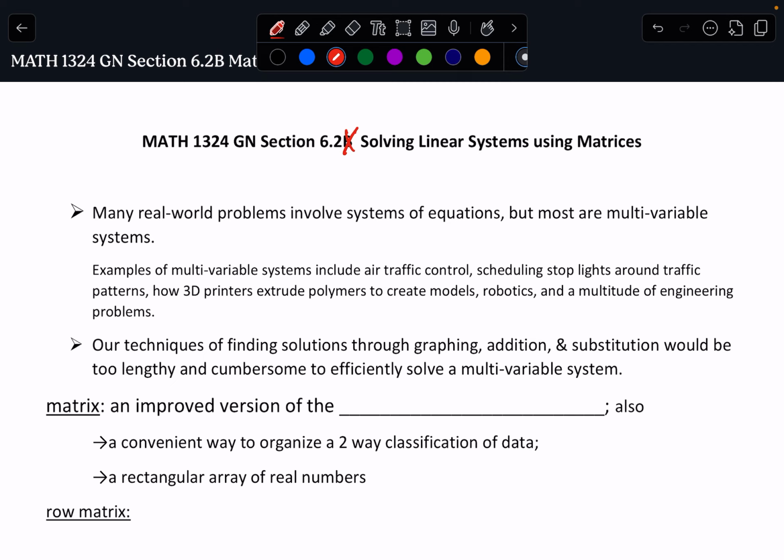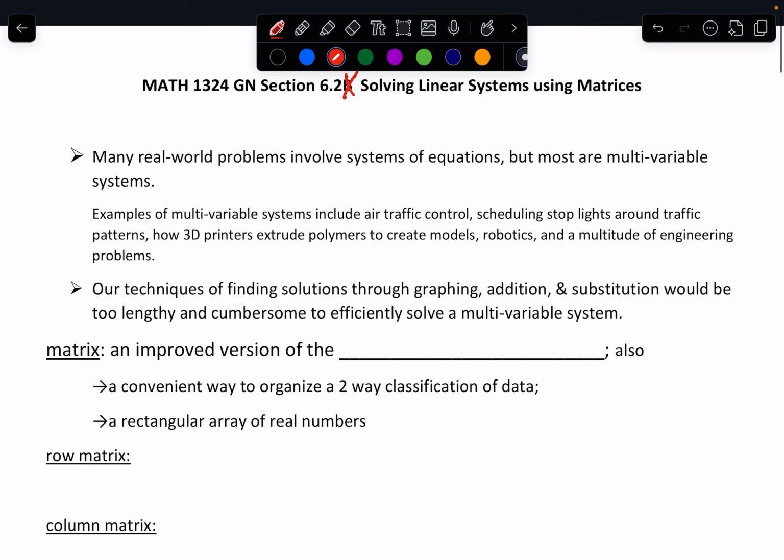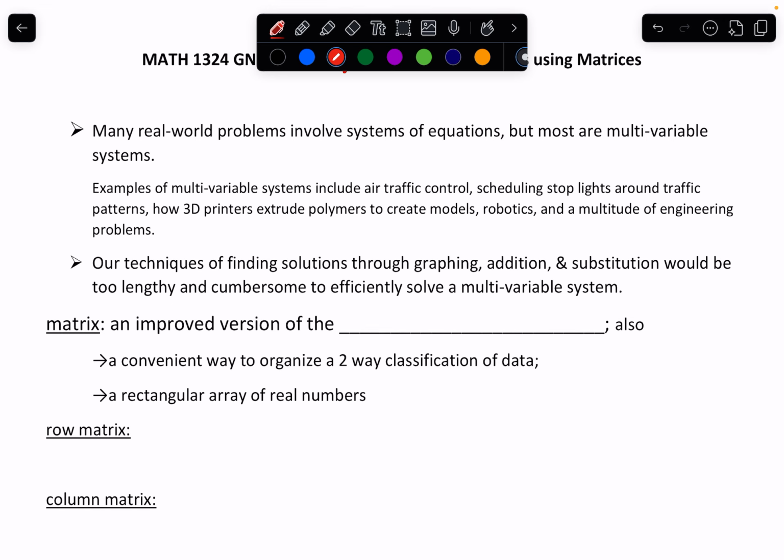So many real world problems involve systems of equations, but most are multivariable systems. Examples of multivariable systems include air traffic control, scheduling stoplights around traffic patterns, how 3D printers extrude polymers to create models, robotics, and a multitude of engineering problems. Our techniques of finding solutions through graphing, addition, and substitution would be too lengthy and cumbersome to efficiently solve a multivariable system. So that's why we're doing this.